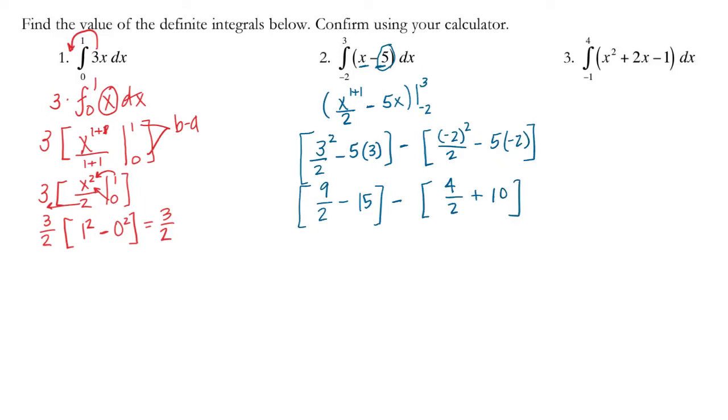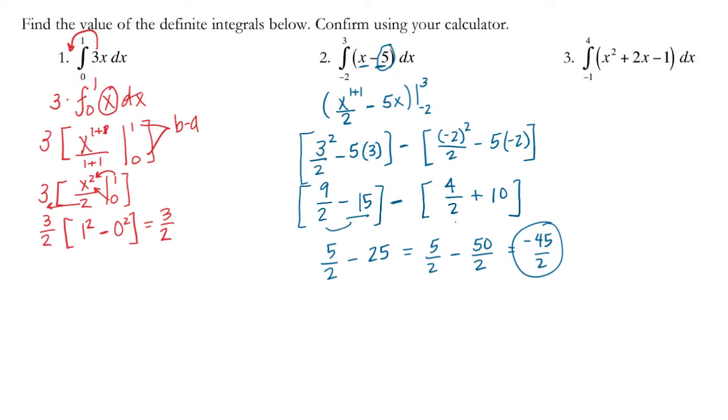Now I left that 4 halves because I know that I'm eventually going to have to combine these, and I would go ahead and separate this and say 9 halves minus 4 halves. So I know that I have 5 halves. And then negative 15 minus 10, that's negative 25. So you're only going to deal with your fraction one time. So this is really going to be 5 halves minus 50 over 2. So I get negative 45 over 2.